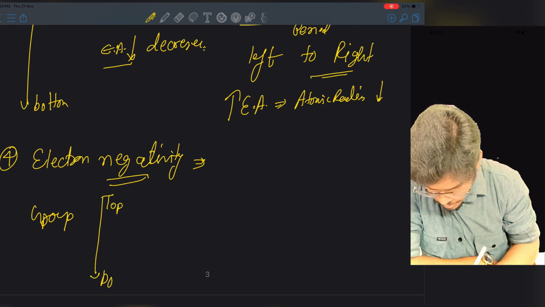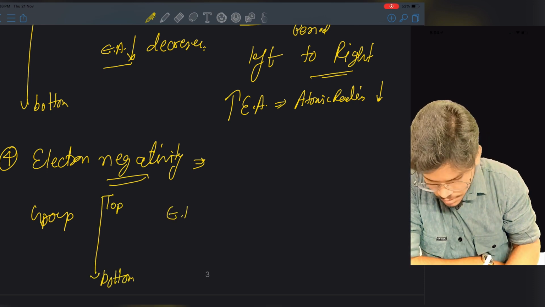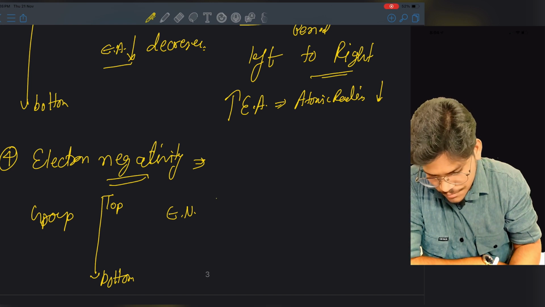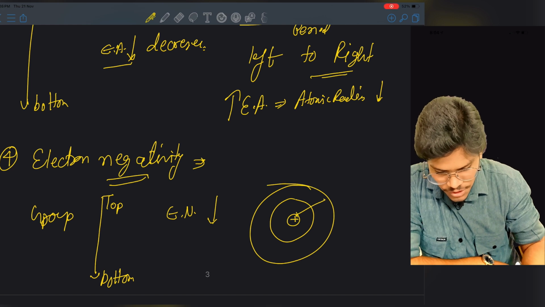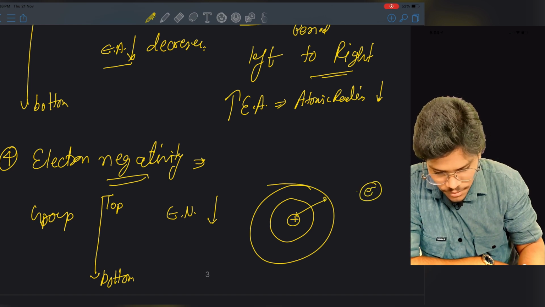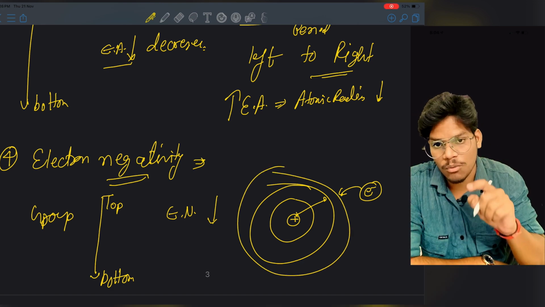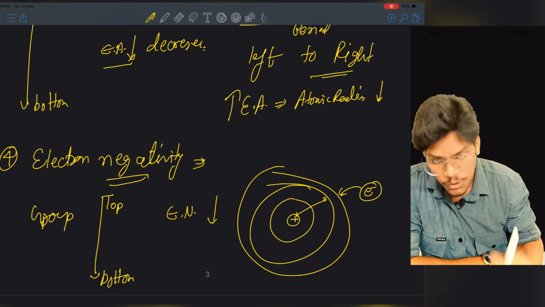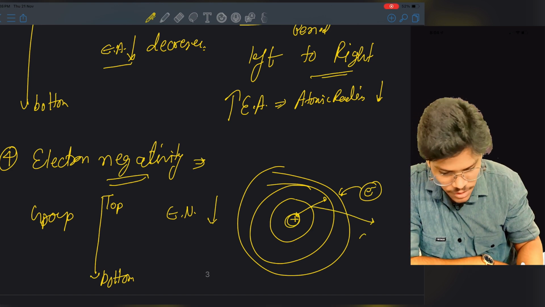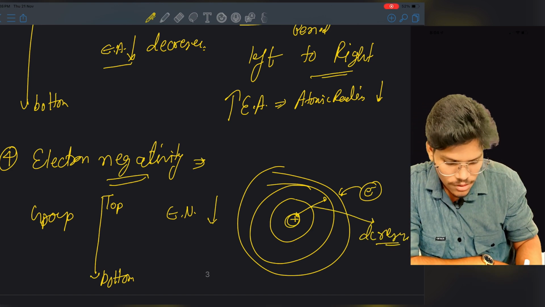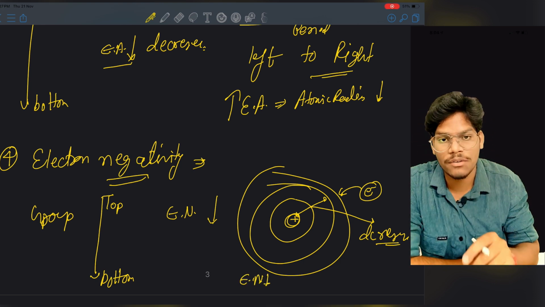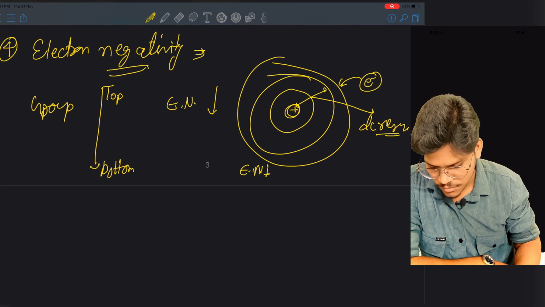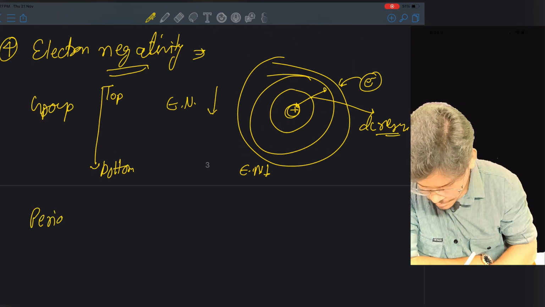When we go in a group from top to bottom, electronegativity decreases because of the attraction force. The shells increase when we go from top to bottom, so the attraction force between the new electron and the nucleus decreases. When it decreases, the electronegativity also decreases. Okay, so see the trends in a period.